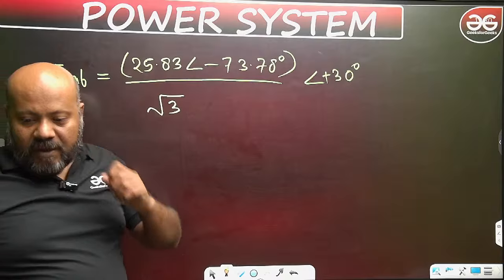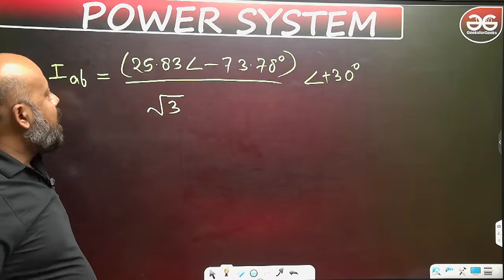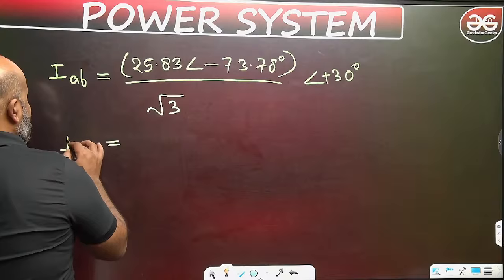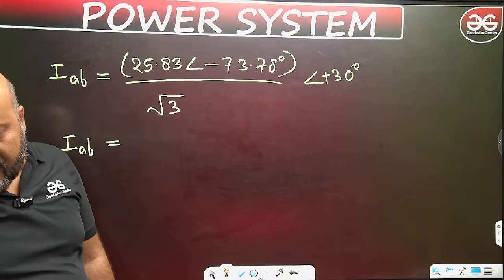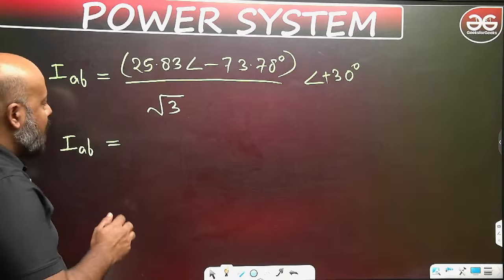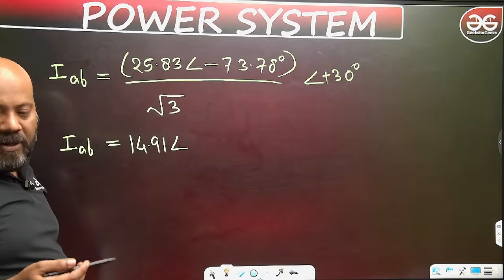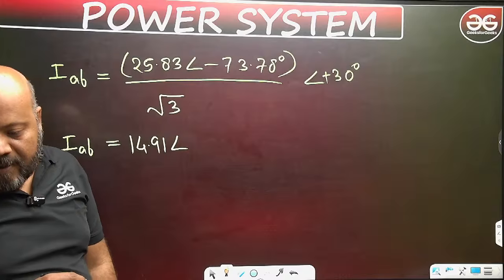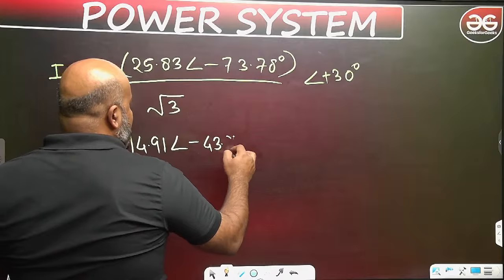I don't know whether you are able to follow me or not. If you simplify this, you are getting the AB phase current as 14.91 angle minus 43.78. You will not get this much difficult calculation in the GATE exam. This is just for the sake of your understanding.